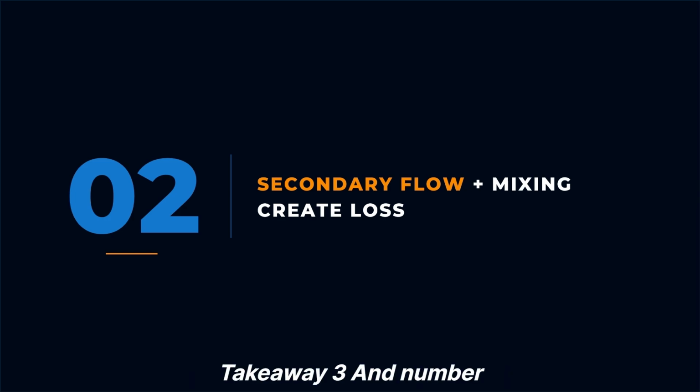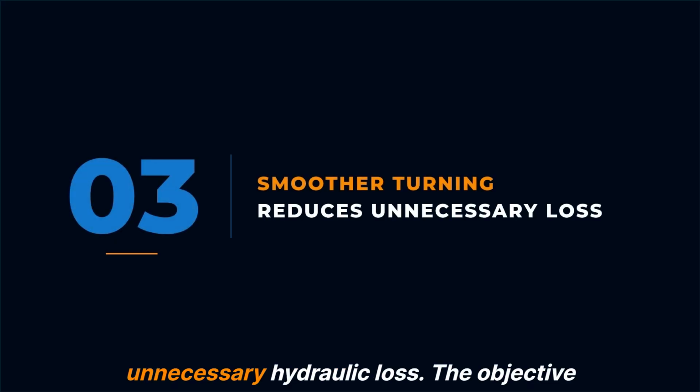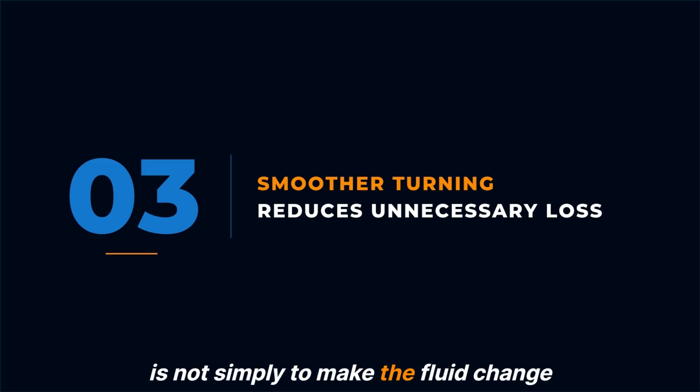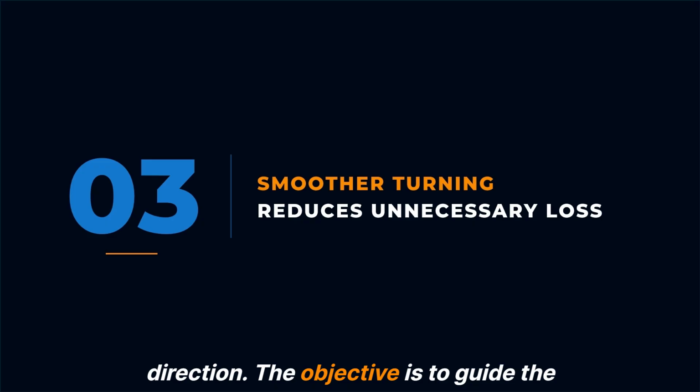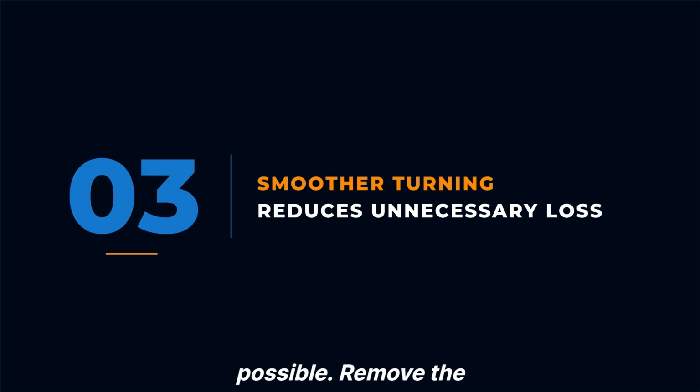Takeaway 3. And number 3. Smoother turning generally reduces unnecessary hydraulic loss. The objective is not simply to make the fluid change direction. The objective is to guide the flow through that change of direction with as little unnecessary disturbance as possible.